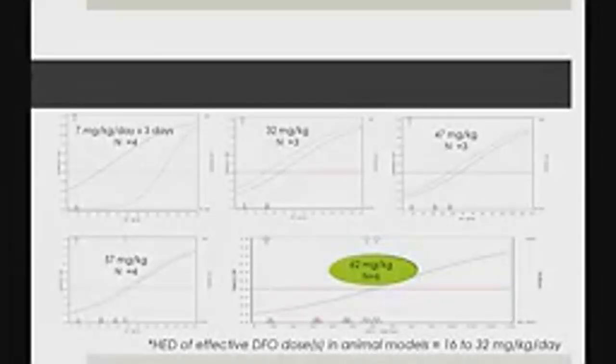Basically, we treated patients with a very small dose and gradually escalated the dose using something called the continuous reassessment method. What you can see here is that we were able to go all the way up from 7 milligram per kilogram per day. We gave this as an intravenous infusion for 3 days. We kept escalating the dose until we reached 62 milligram per kilogram, and we stopped there, and we thought that this was the maximum tolerated dose.